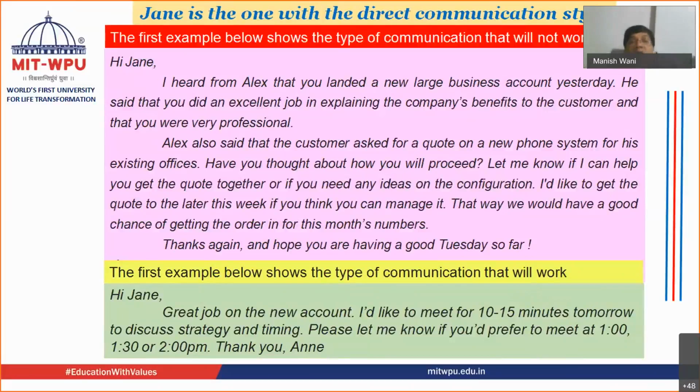This is about direct communication. I will give you an example, just go through this example. So here is a letter that is written by Annie. Okay, Annie is writing the letter to Jane. This is the communication that she has done earlier, which is not going to work. The first example shows the type of communication that will not work, because Jane is the one with a direct communication style. So usko kaun se type ka communication achha lagega?